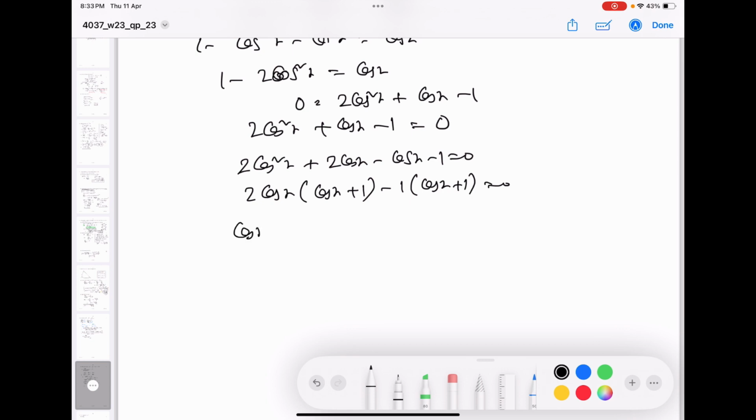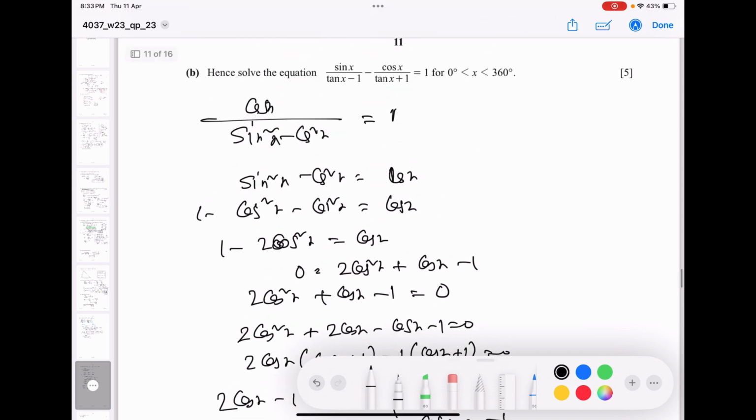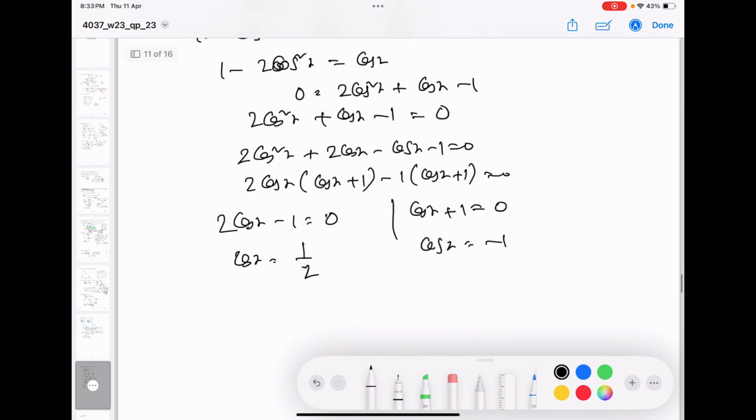So cos x, 2 cos x minus 1 equals to 0, and cos x plus 1 equals to 0. So cos x equals to half, another one is cos x equals to minus 1. So the domain is 0 to 360. And if we draw the graph of cos x, so minus 1, this is 0, 90, 180, 270, 360. So x equals to 180 degree. We have got 1 point from there.